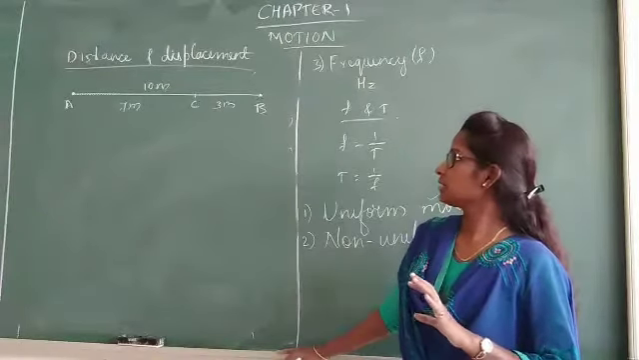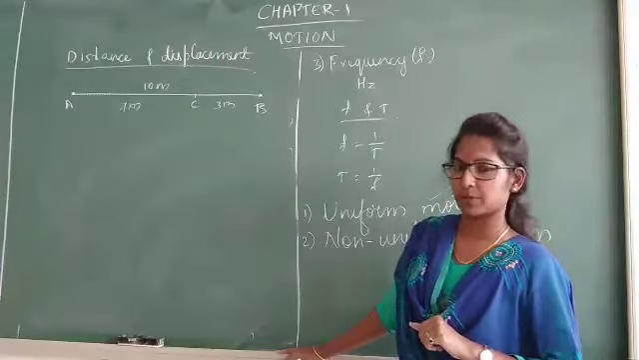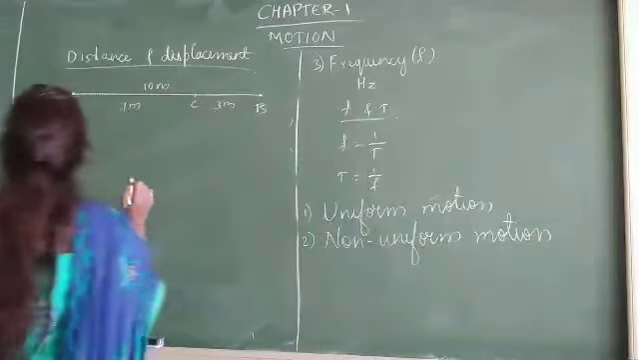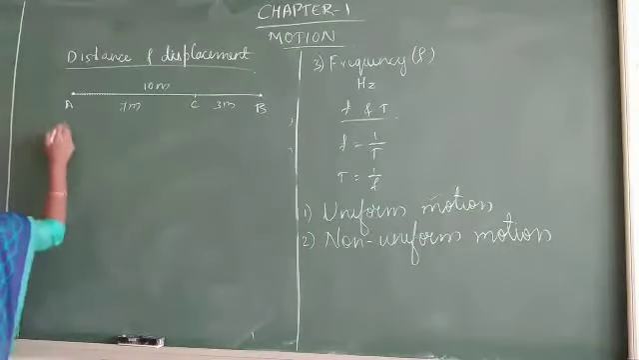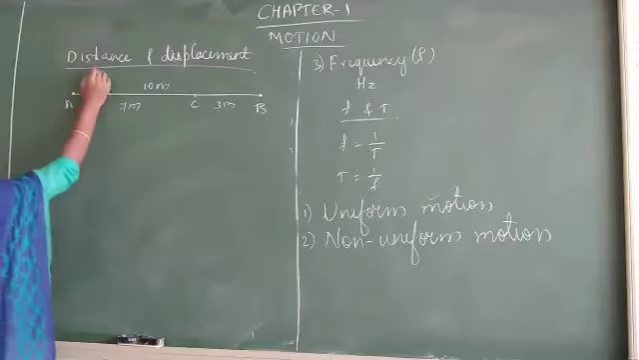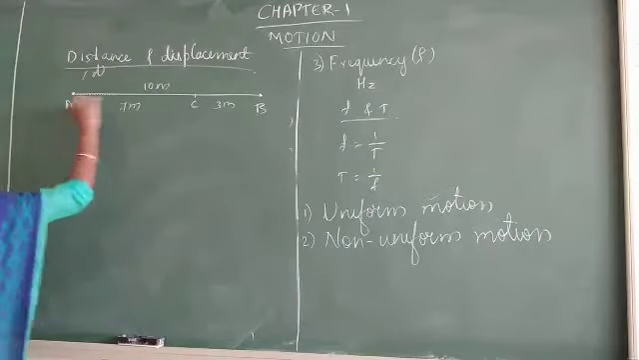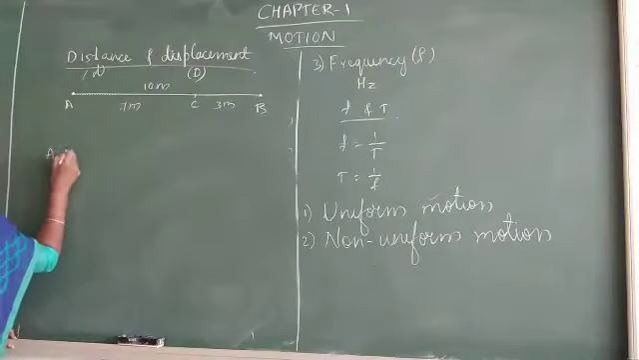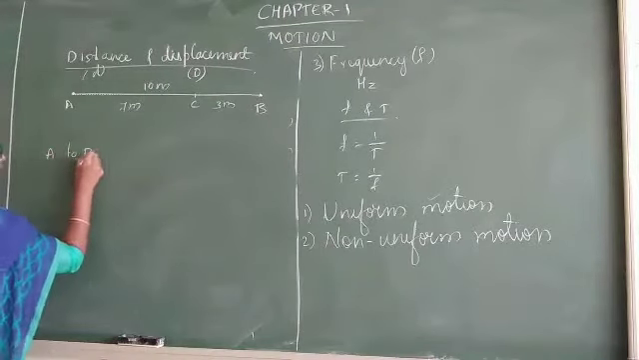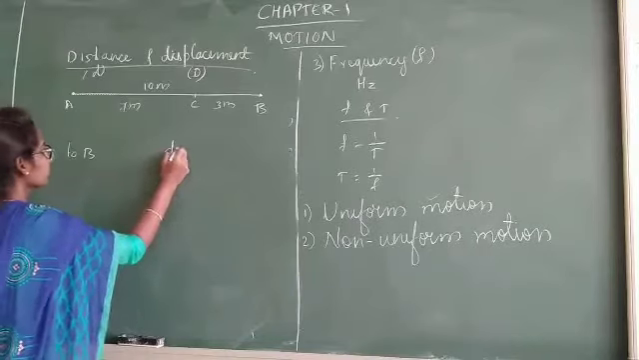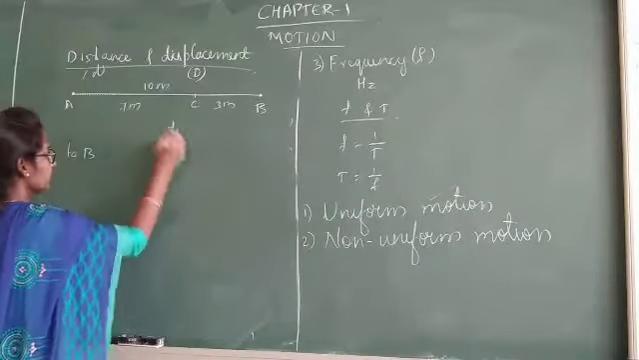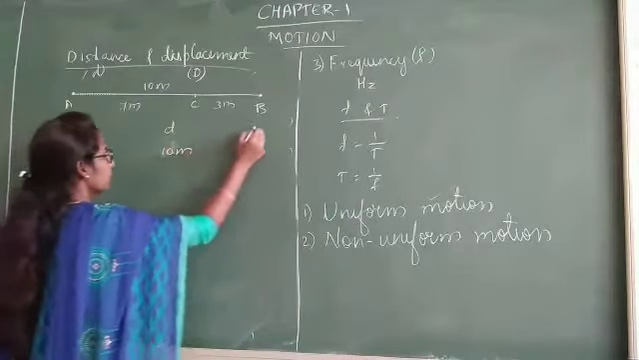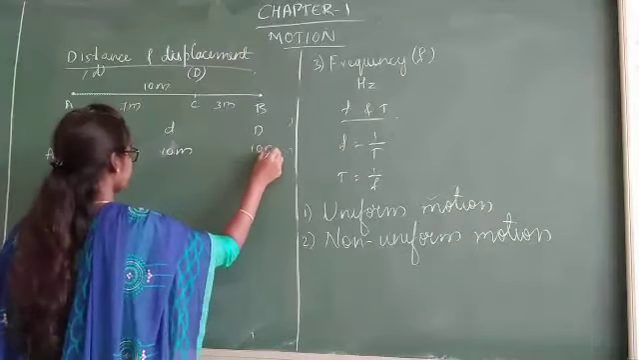So that is what we call displacement. Now with this example, let us learn more about distance and displacement. Usually distance is denoted by the small letter d and displacement by capital D. Suppose a person is moving from A to B, what is the distance traveled? Distance is 10 meter. Displacement is also 10 meter.